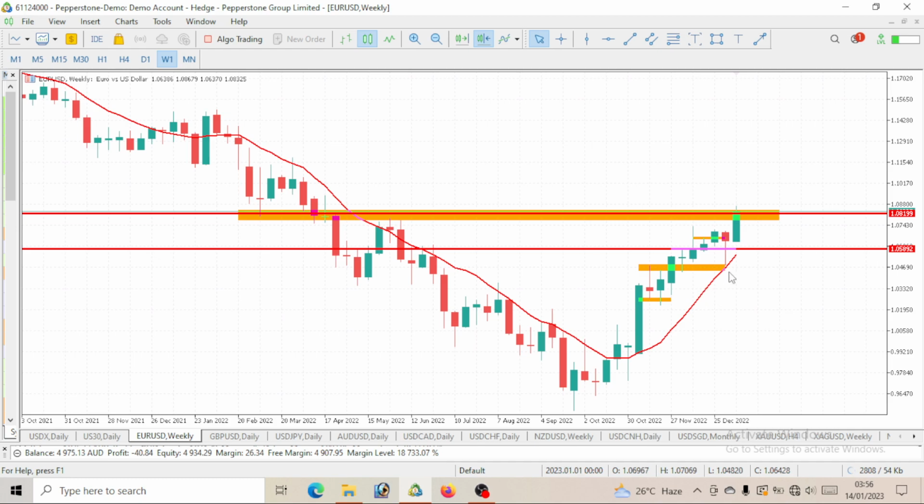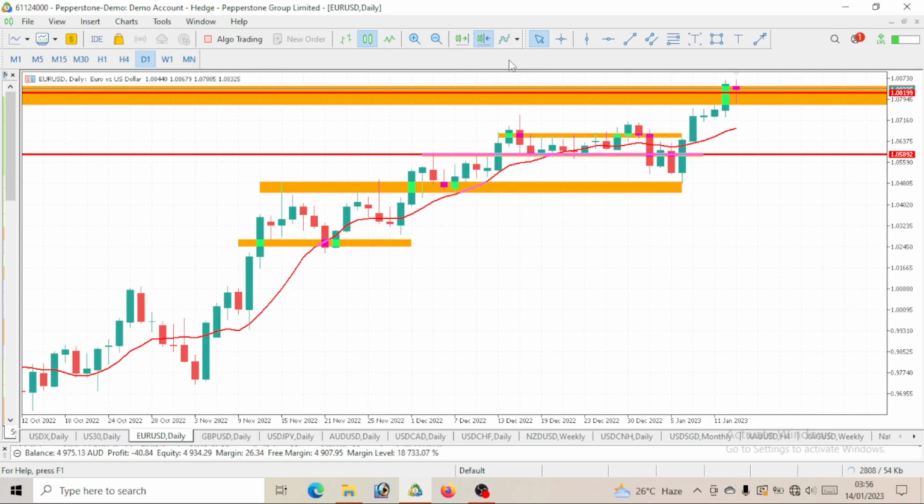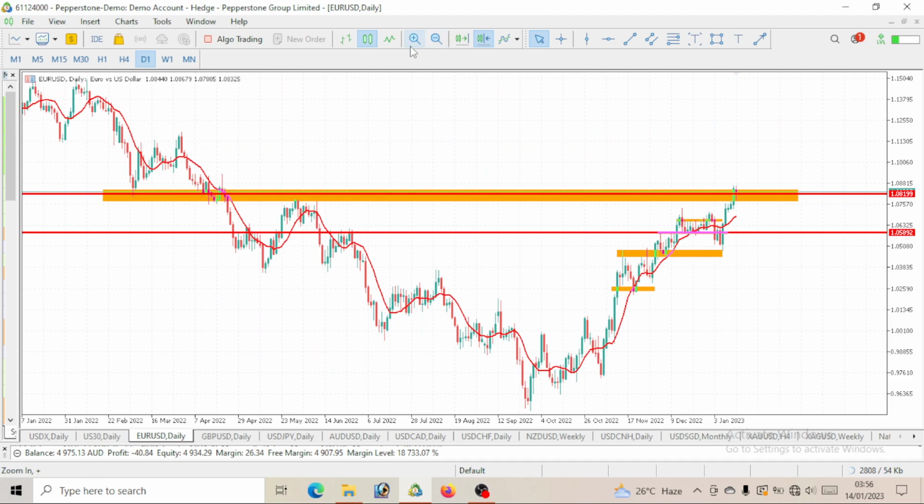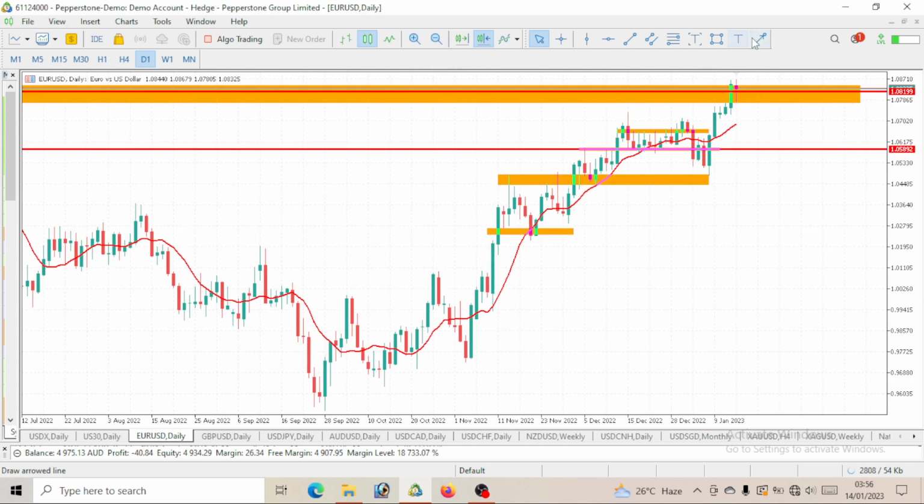So that is it. Euro USD, we are still speculating a bullish move, and we are still trading above this 10 period simple moving average. That should now take us to the daily time frame. So you can see the daily time frame, like we said, before you place your trade.